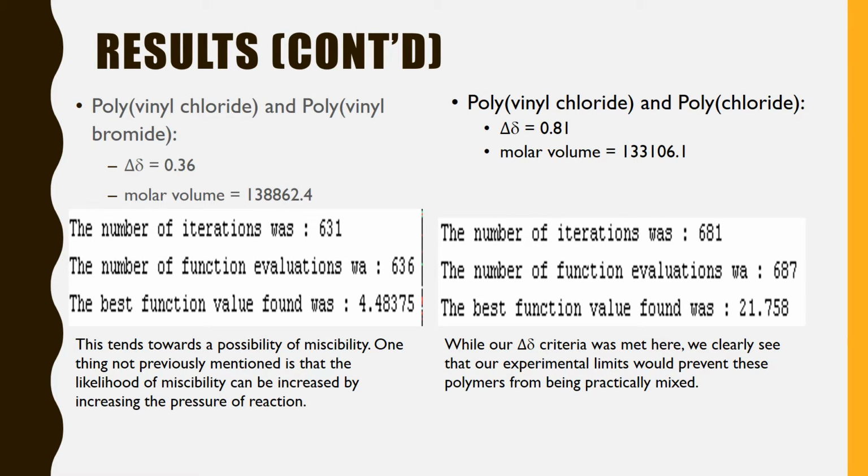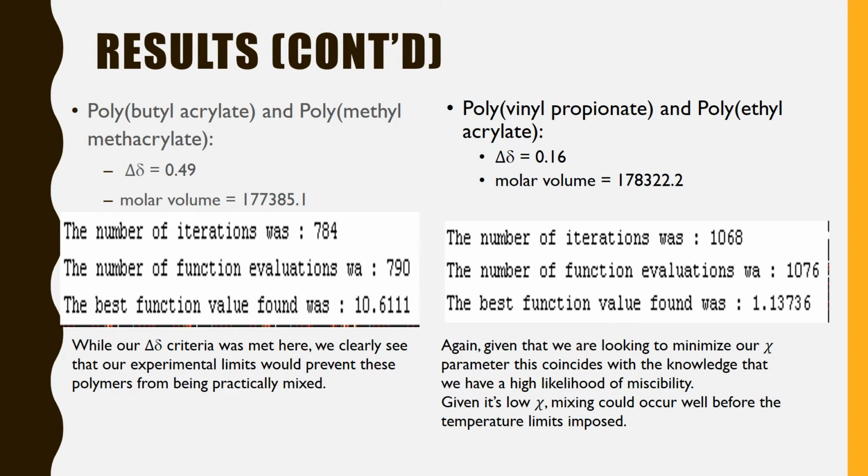We have PVC and polyvinyl bromide that tend towards the possibility of miscibility. One thing that we didn't previously mention is that the likelihood of miscibility can be increased with increasing pressure of reaction, and this is something that could be introduced to increase the likelihood of miscibility here, even though it falls outside of our -1 to 2 range. And then we have PVC and polyvinyl chloride, which falls well outside our applicable range, as well as polybutyl acrylate and PMMA, which fall well outside our range as well.